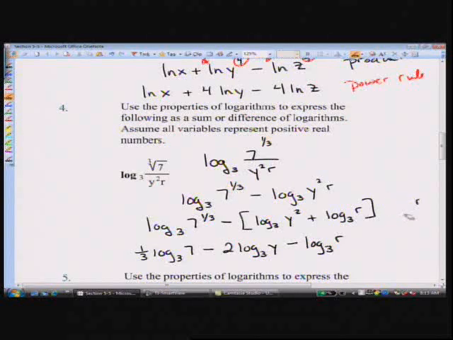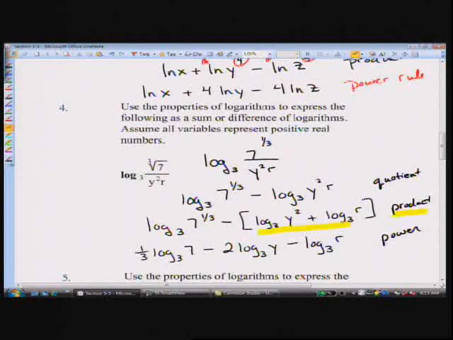So I did the quotient rule first, and then the product rule, and then the power rule. The product rule I applied to this part right here, and the power rule was for this one and this one. And notice that that cube root of 7, I decided to think of as 7 to the 1/3 power.